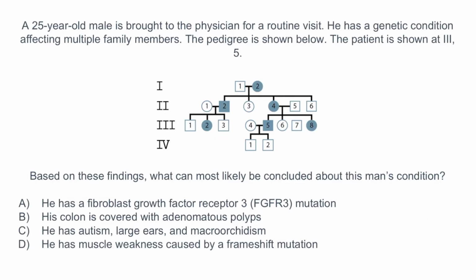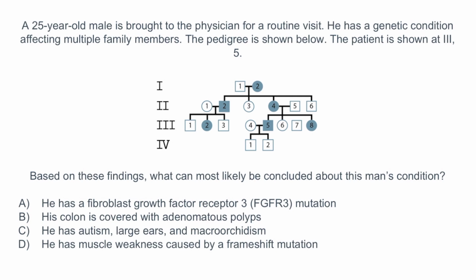A 25-year-old male is brought to the physician for a routine visit. He has a genetic condition affecting multiple family members. The pedigree is shown below. The patient is shown at 3-5. Based on these findings, what can most likely be concluded about this man's condition? A. He has a fibroblast growth factor receptor 3 mutation. B. His colon is covered with adenomatous polyps. C. He has autism, large ears, and macroorchidism. Or D. He has muscle weakness caused by a frame shift mutation.